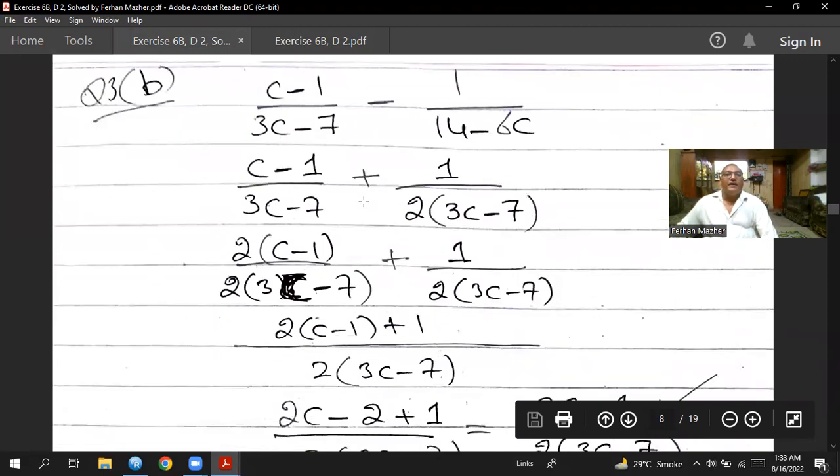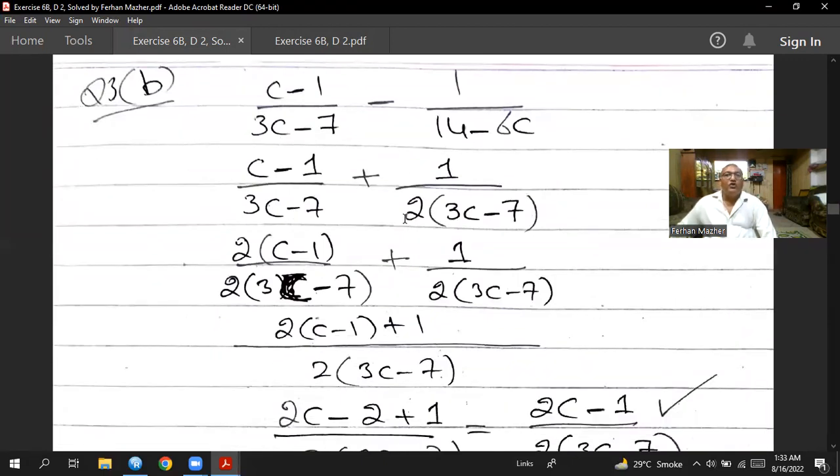So I will take a negative out and 2 common from this second bracket. So this will change to 3C minus 7. Now this is 3C minus 7, but it also has a 2 with it. So in this fraction, upstairs, downstairs, multiply with the 2. So here upstairs you have 2 bracket C minus 1. Downstairs you have 2 bracket 3C minus 7 bracket close.